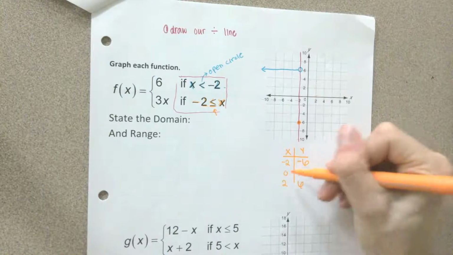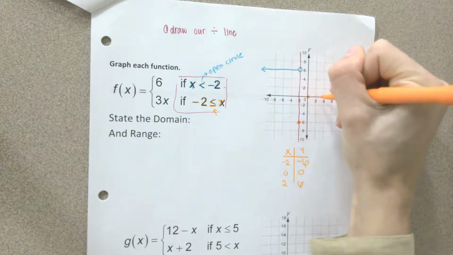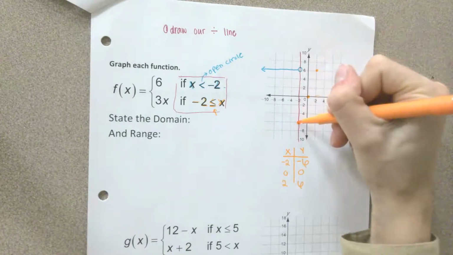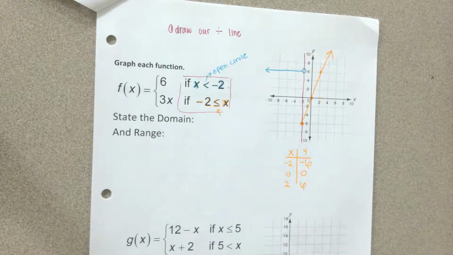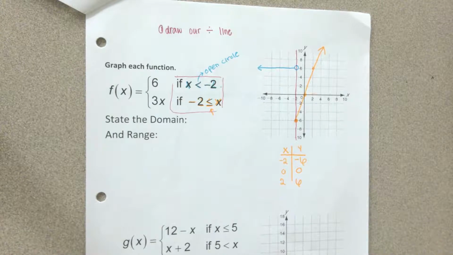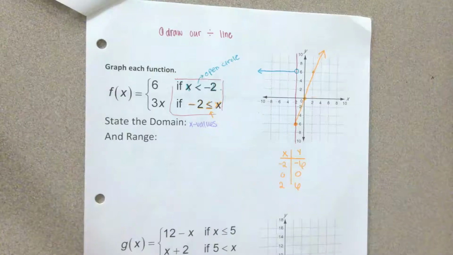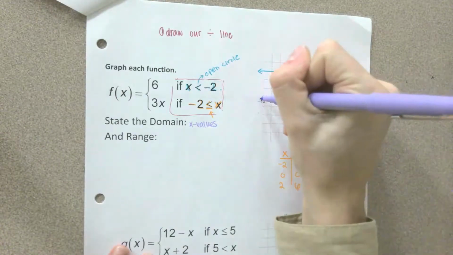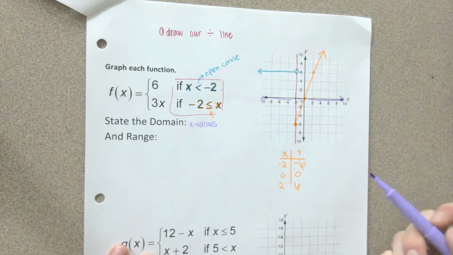And then I'm going to plot these points. So -2, -6, 0, 0, and 2, 6. And that is my piecewise function. So stating the domain and range. Domain is x values. X values, right? So we want to look on our x-axis and see what our domain is, okay?